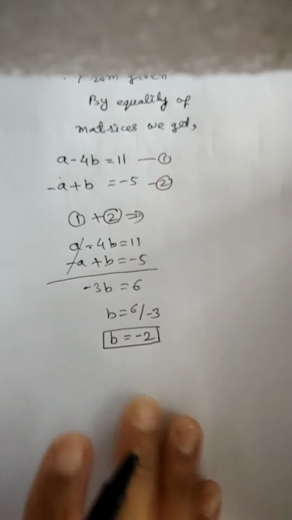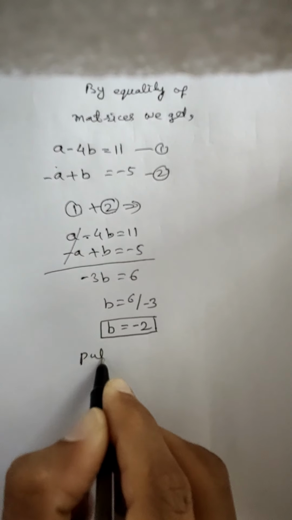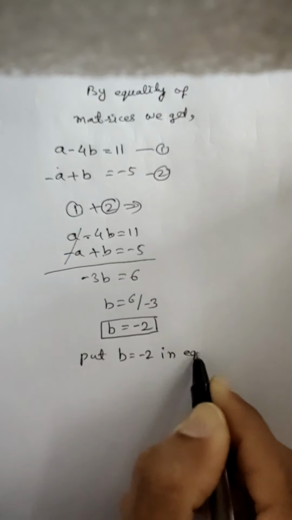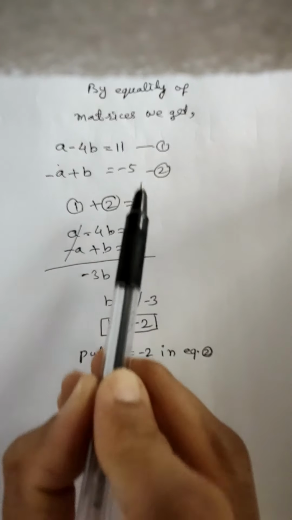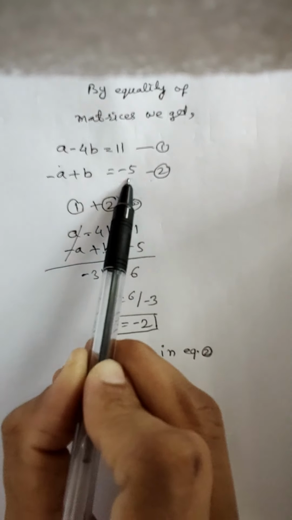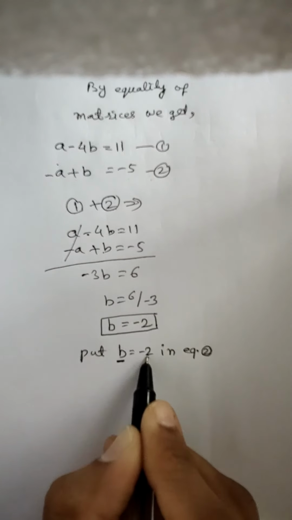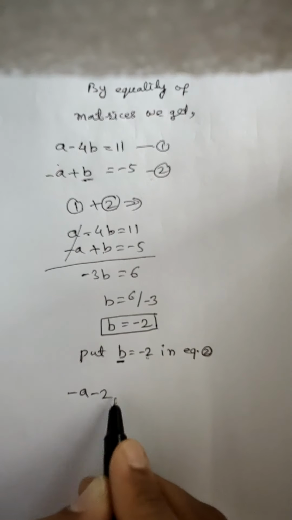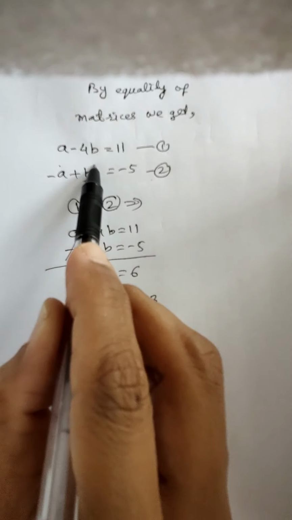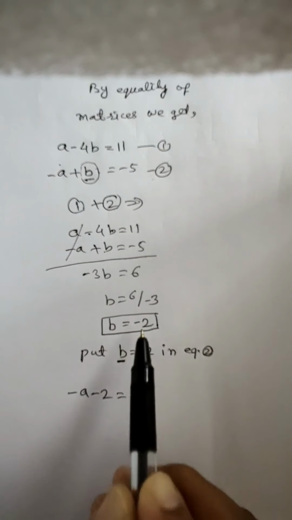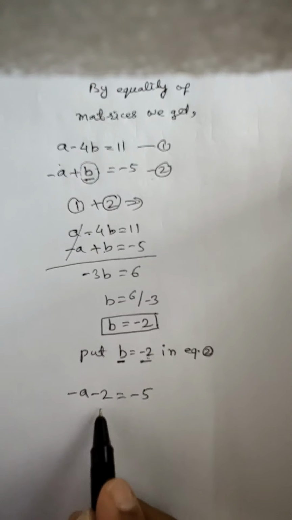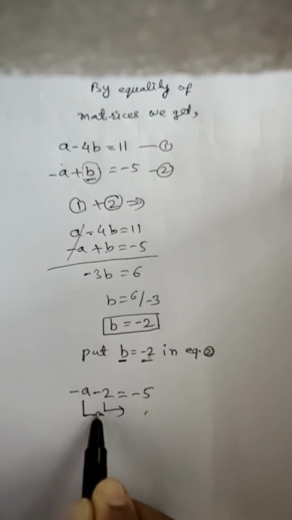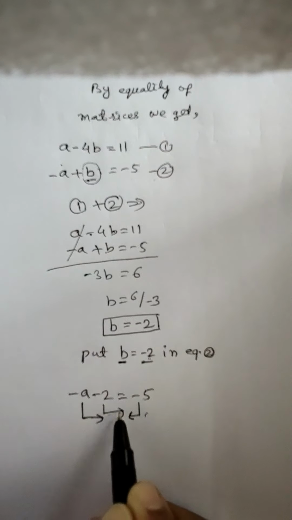Okay. Now put B equal to minus 2 in equation 2. So what is my equation 2? This is minus A plus B equal to minus 5, and I am putting B equal to minus 2. So minus A, now my B is minus 2, equal to minus 5. Okay. I just replace this B here with minus 2 because I get that value of B. So shift this minus 2 to this side, it will become plus, or simply shift this A.